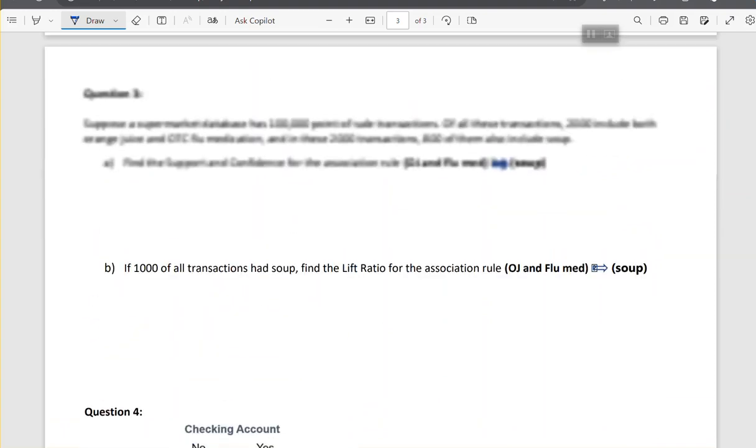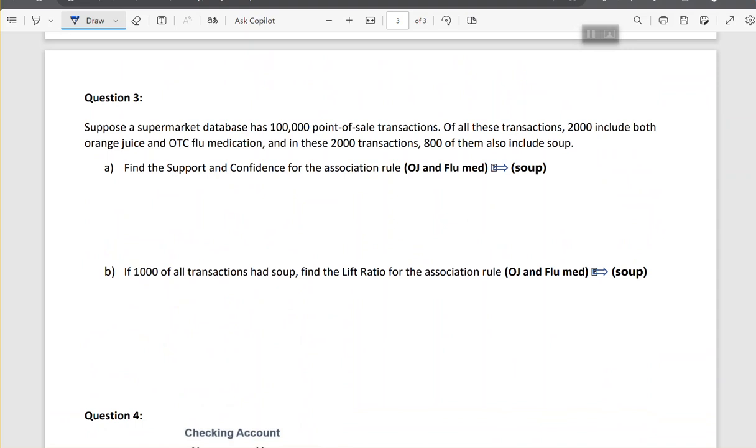So for question 3, suppose a supermarket database has 100,000 point of sale transactions. That would be the total number of transactions, right? Within all of these transactions, 2,000 of them include both orange juice and OTC flu medication. And in these 2,000 transactions, 800 of them also include soup. Now I want you to find the support and confidence for this association rule.